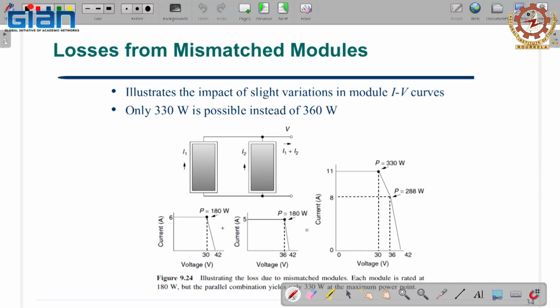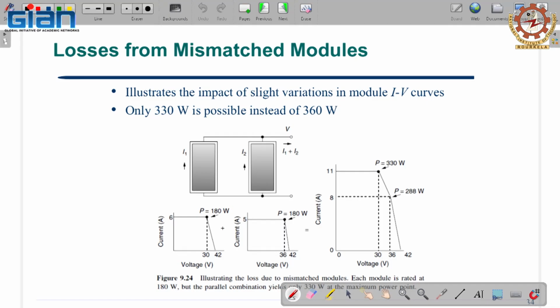So even in the full sun, because of the impact of these losses, the power output can be less by 20 to 40%. Okay. So we already saw the effect of temperature variation. Now let us try to understand what are these losses because of the mismatch.